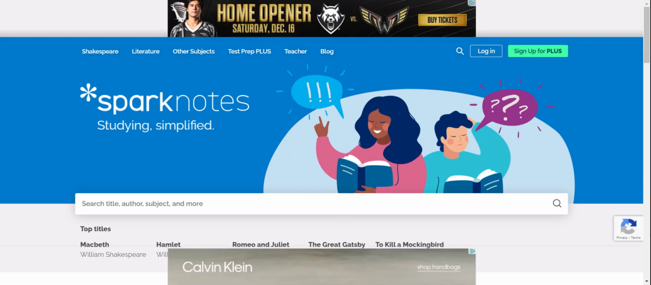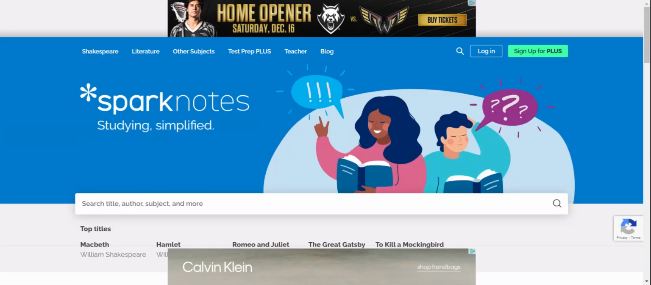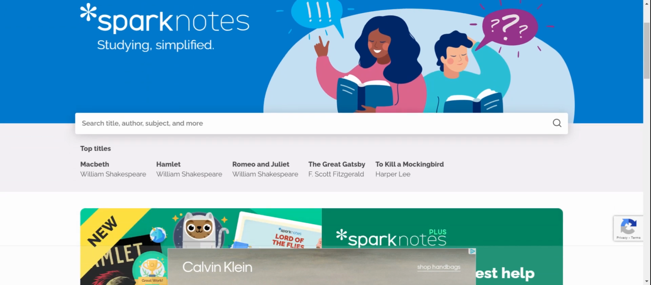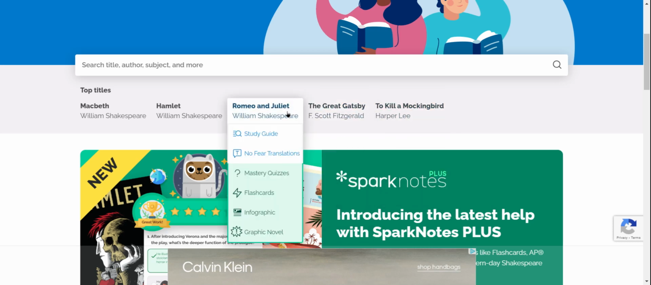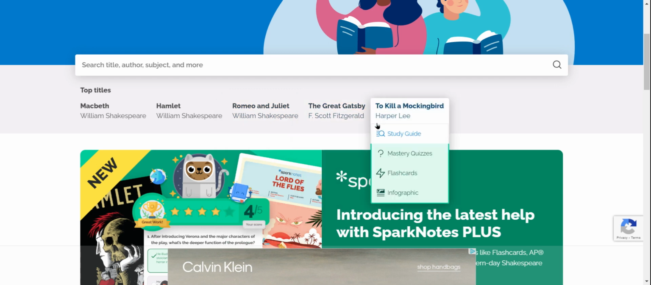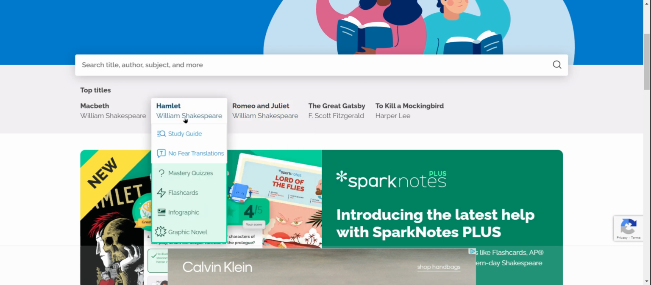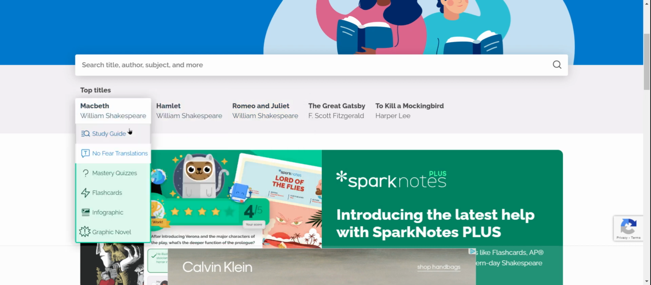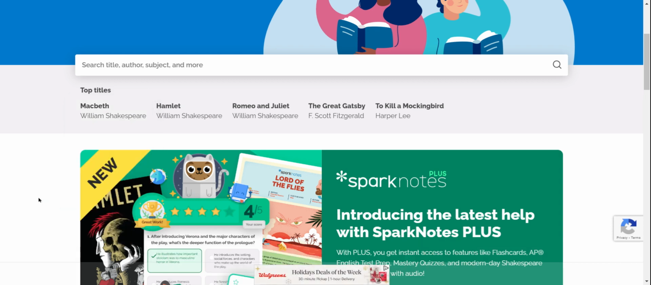You can sign up for the Plus. And then, oh, gone a little fast there. So they have different things that you can look at. They have suggestions right up at the top, some very famous reads. So right here you can see the full text. You can see the study guide, translation, everything, as well as the SparkNotes Plus different features, which I'm not planning on paying for.